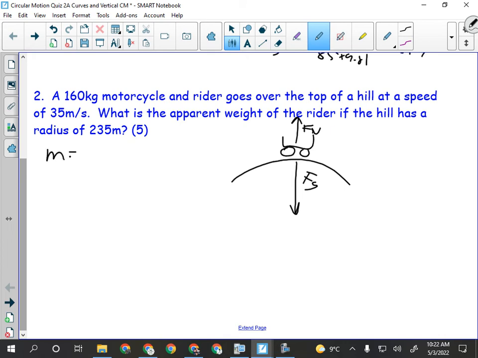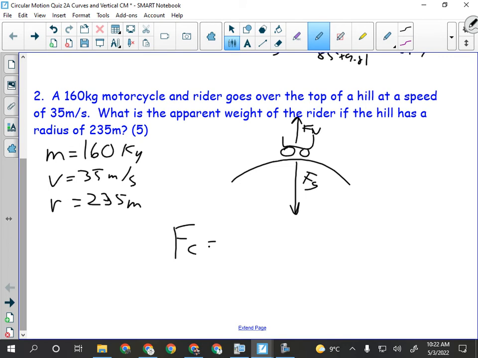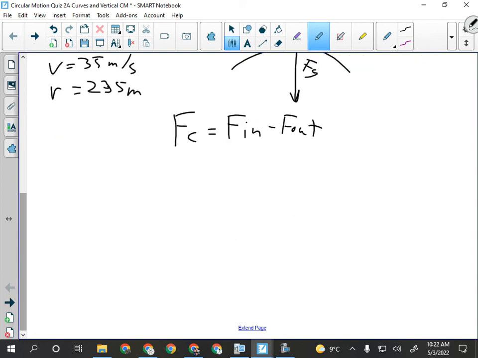So what we know is the mass of the motorcycle, 160 kilograms, the speed, 35 meters per second, and the radius is 235 meters. That's what we have. All vertical circular motion relies on this: Fc being the vector sum of all forces, in other words, in minus out. The force in is gravity, the force out is normal force. So Fc equals force of gravity minus normal force, and I'm trying to calculate normal force.